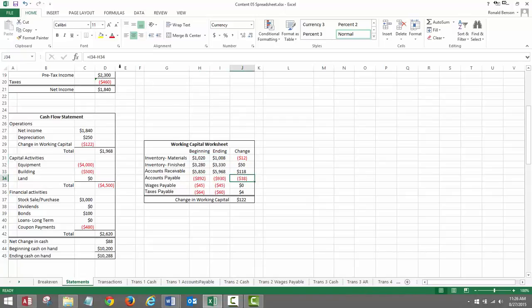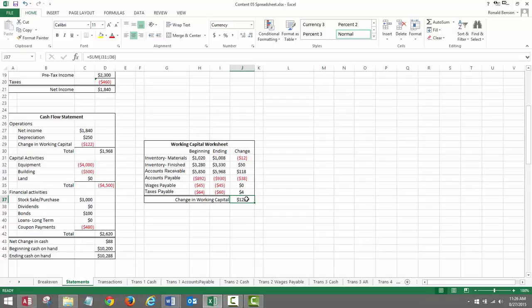When you subtract that, I-34 minus the previous one, H-34, you get $38. You always take the later one, the ending, minus the beginning. Wages to employees stayed the same, so there's zero change in cash balance. Taxes payable went from 64 down to 60. So 60 minus 64 gives you negative $4. So the total change in working capital is $122.